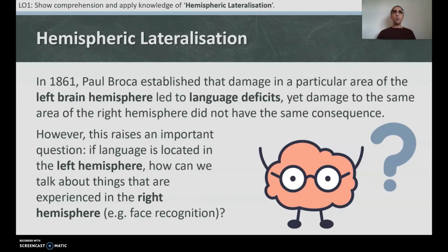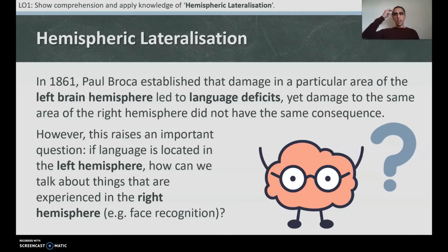In 1861, Paul Broca established that damage in a particular area of the left brain hemisphere led to language deficits. Yet damage to the same area of the right hemisphere did not have the same consequences. However, this raises an important question. If language is located in the left hemisphere, how can we talk about things that are experienced in the right hemisphere, like facial recognition, right?